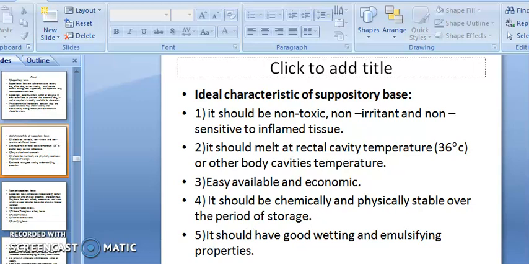It should be chemically and physically stable over the period of storage. During storage, the property of the base should be stable, physically as well as chemically. It should have good wetting and emulsifying property. It must have good wetting property as well as emulsifying property, which leads to emollient action.